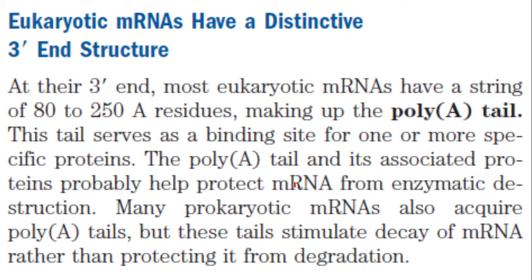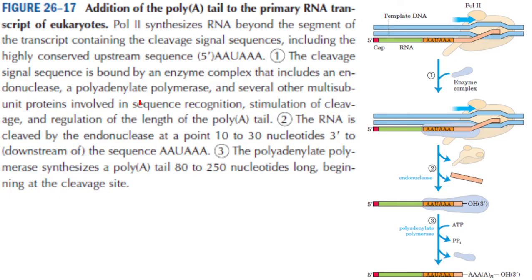And one more point. Almost 80 to 250 adenine residues are added to the 3' end of the mRNA. Why is a poly A tail added? This will increase the lifespan of the mRNA molecule in the cytoplasm. This poly A region will increase the lifespan of the mRNA in the cytoplasm.